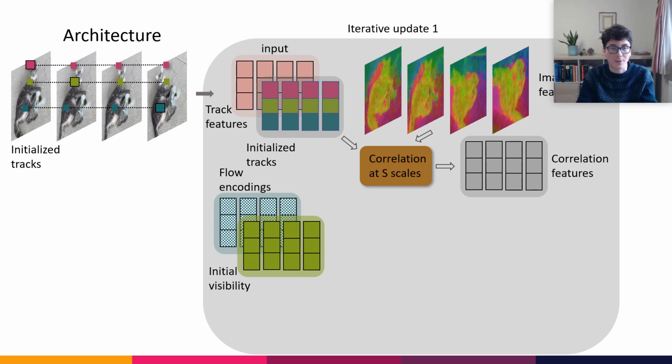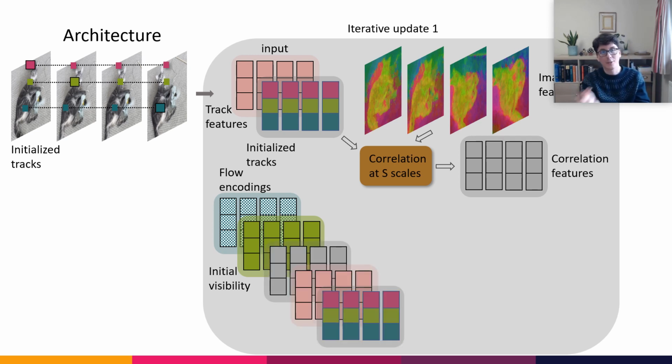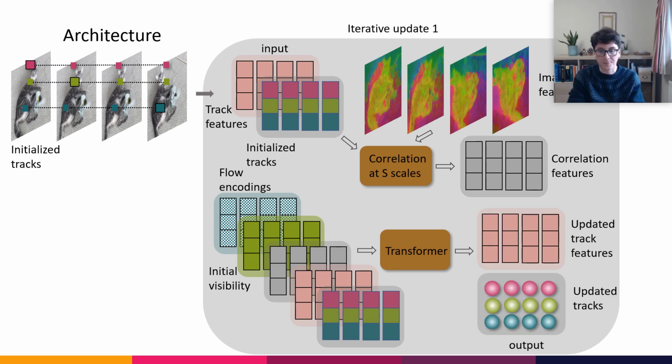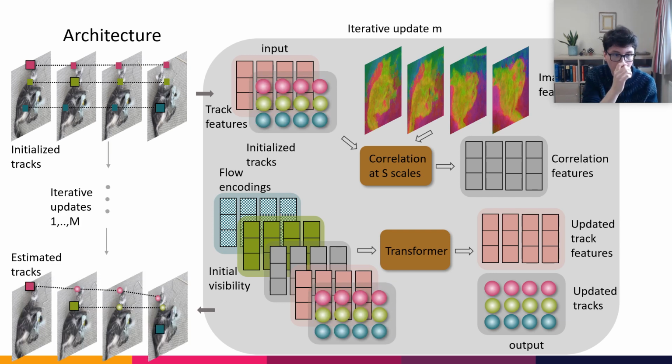And then we add a bunch of extra features to that. So we encode the movement, we encode the visibility, and we add the correlation features, the track features, and the initial locations of the track. And obviously, we feed all this to a transformer that basically looks at all the tracks and all the points in space and time and outputs an update both to the features that we're looking for as well as to the 2D locations. And then we can feed these updated features and locations back in and have an iterative scheme where the transformer always updates the tracks until it converges.